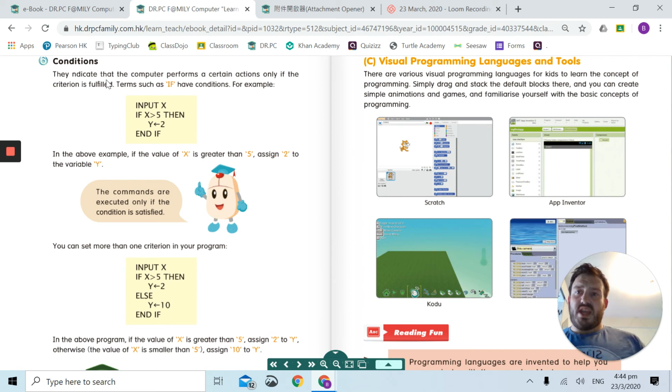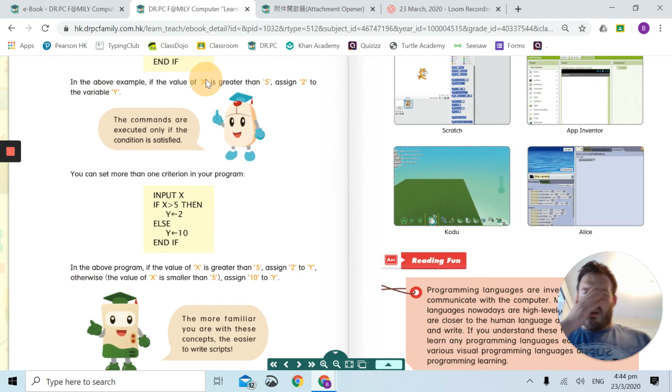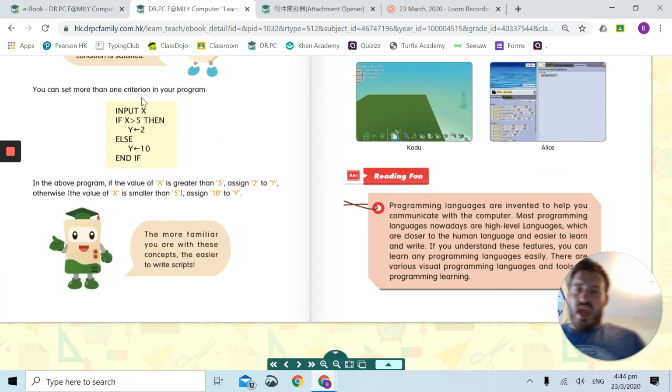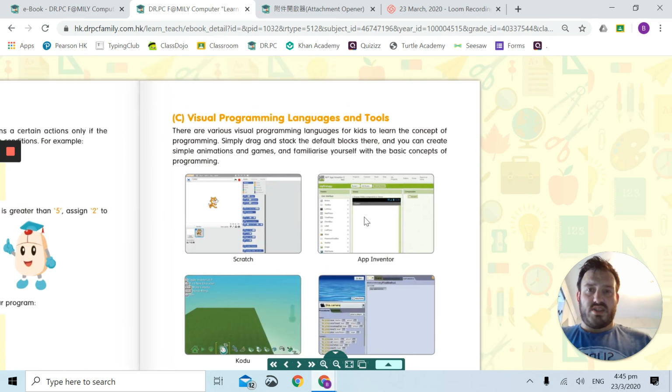Conditions indicate that the computer performs a certain action only if the criterion is fulfilled. Terms such as if have conditions. For example, input x, if x is less than 5, then y is 2. So then we would end. In the above example, if the value of x is greater than 5, assign 2 to the variable y. The commands are executed only if the condition is satisfied. You can set more than one criterion per program, so you can have multiple if statements. In the above, if the value of x is greater than 5, assign 2 to y. Otherwise, if the value of x is smaller than 5, assign 10 to y. So this is something which we can do to write scripts.